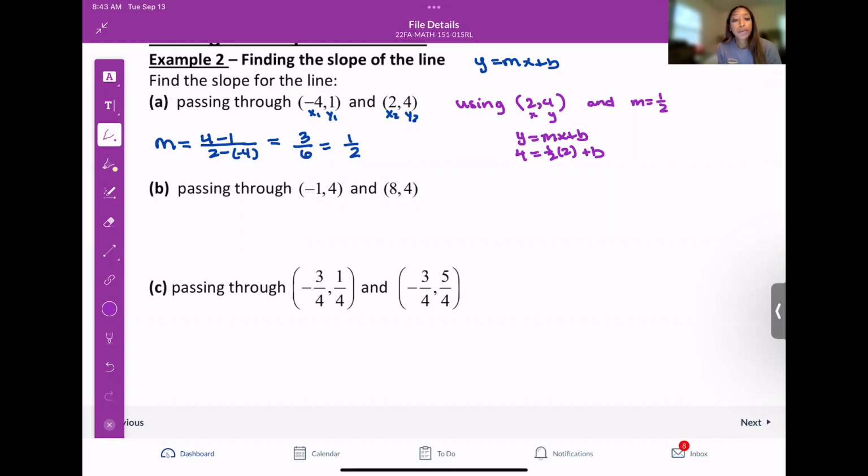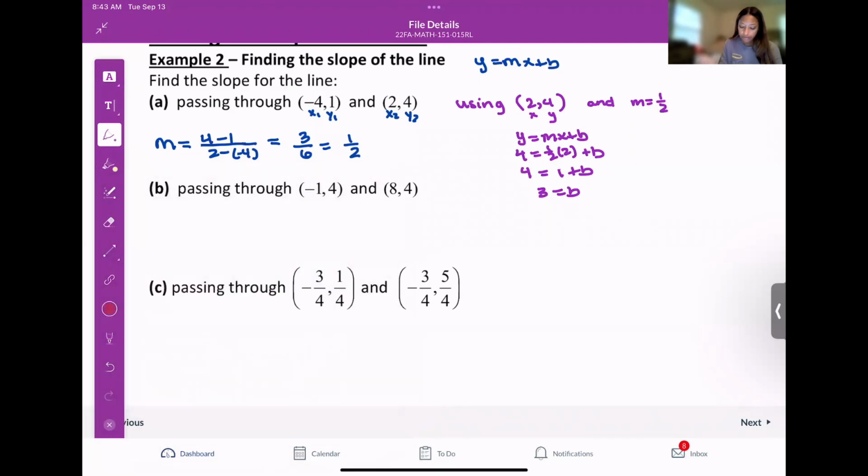So you take one of the points you're given, and then you take the slope that you found. From the point, you have an x and a y, and then the slope gives you your m. Plug those things into the slope-intercept form, and then you'll be able to solve for b. We're running out of space here, but that's okay. So this is 4 equals 1 plus b, and then if we subtract 1, we get b is equal to 3.